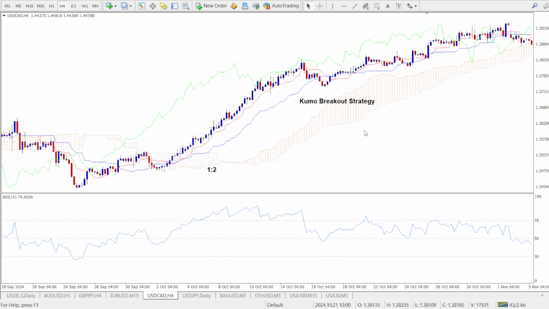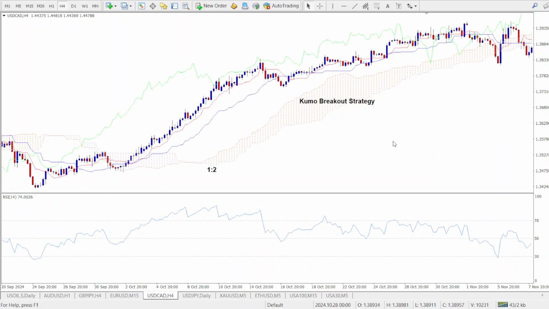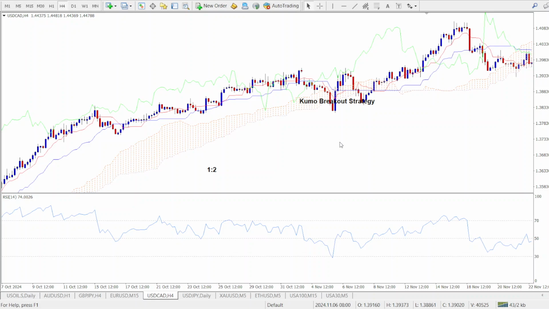So the Kumo Breakout Strategy is highly effective because it combines trend following and momentum principles. It's versatile, works across time frames, and gives you a visual representation of market dynamics. Plus, by using the Kumo, you are working with an adaptive support and resistance system that adjusts with the market. And there you have it, a step-by-step guide to mastering the Kumo Breakout Strategy.